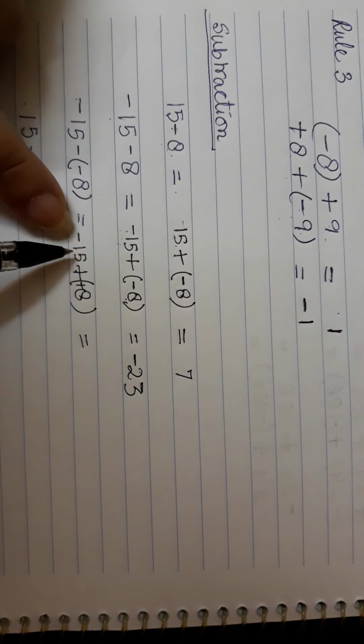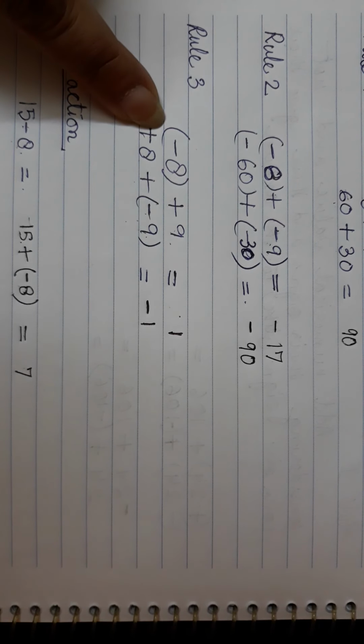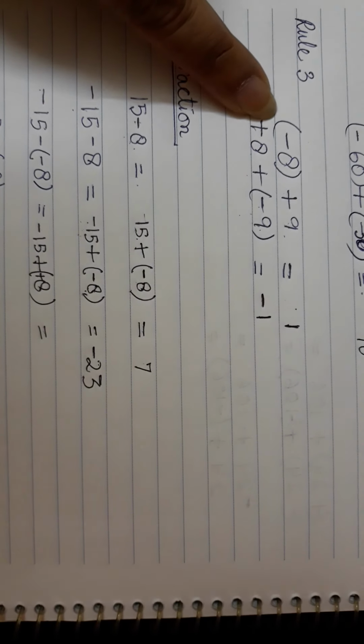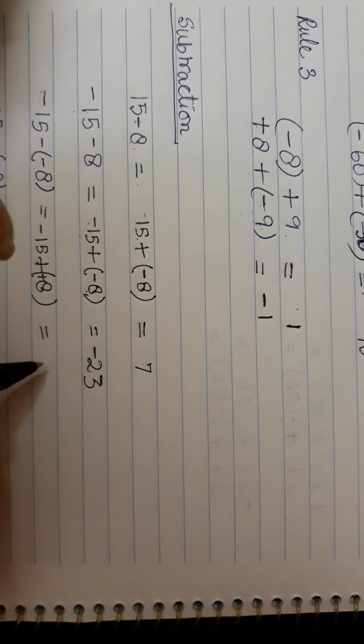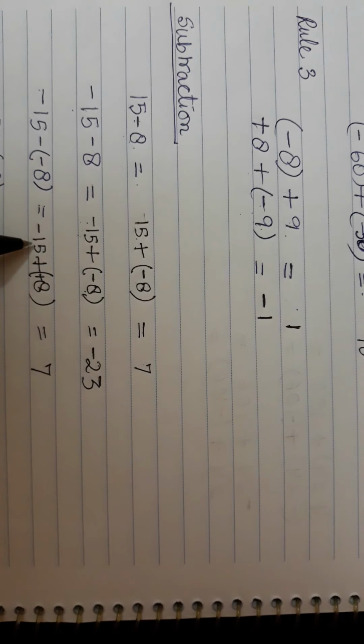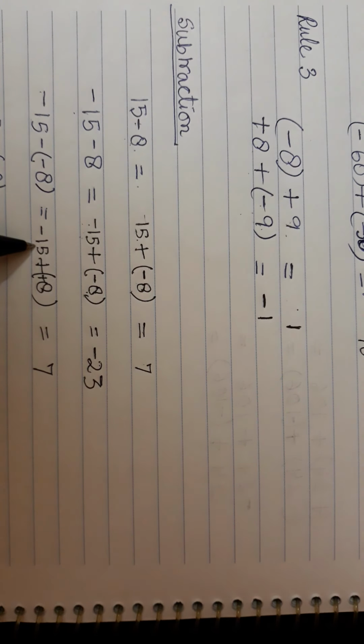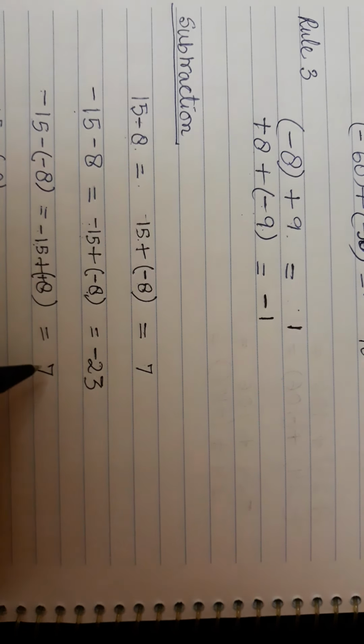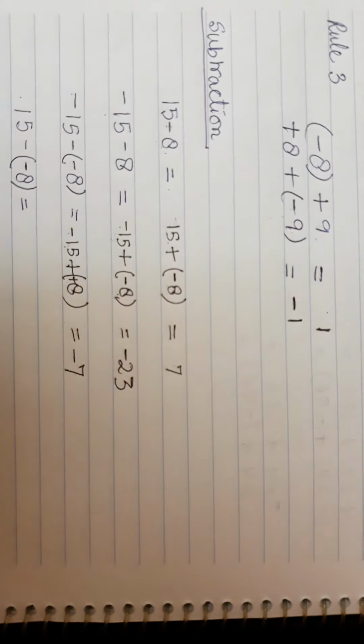Fine. Now one is negative, one is positive. So we will apply rule number 3 of addition over here. It means we will find the difference, and then we put the sign of the number which has more numerical value. Here 15 is greater, with the more numerical value it is minus, so I will write a minus sign over here.